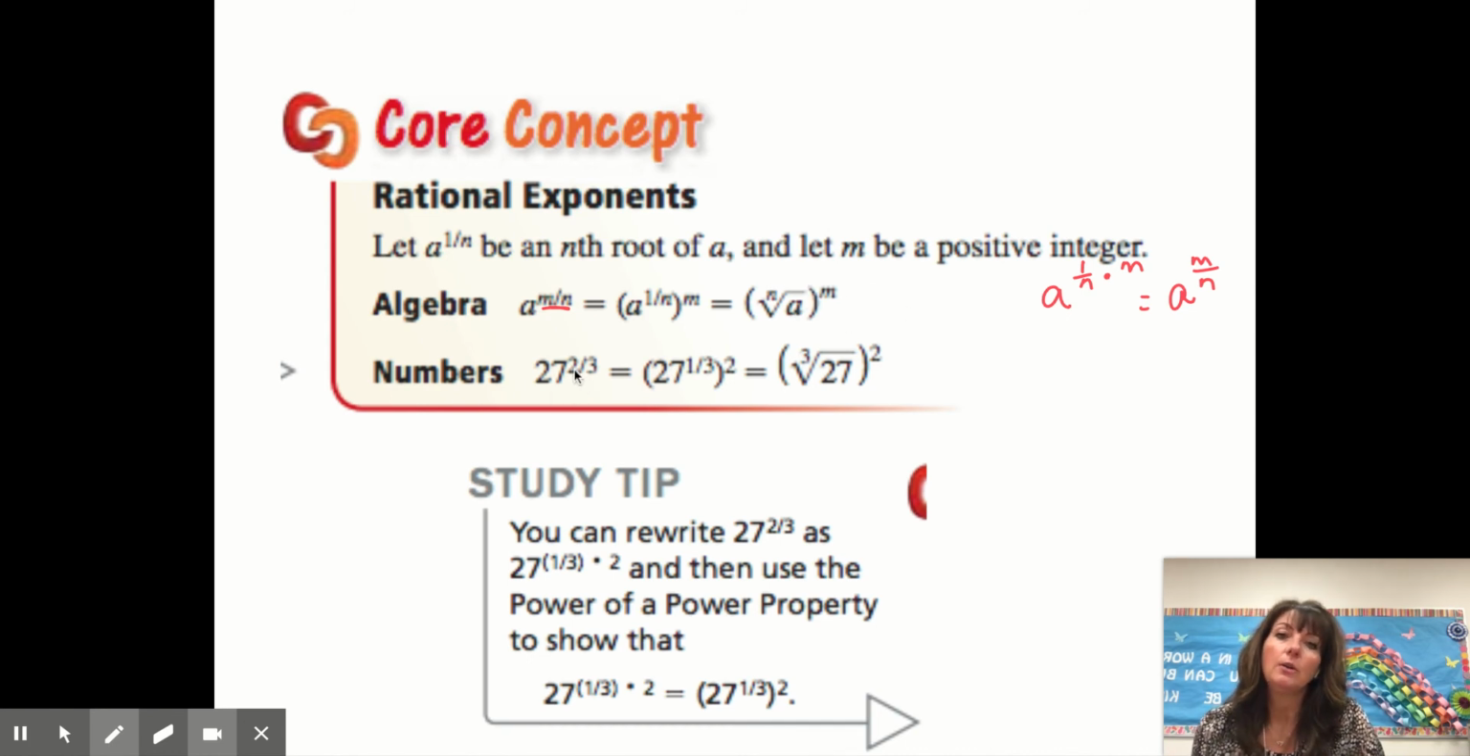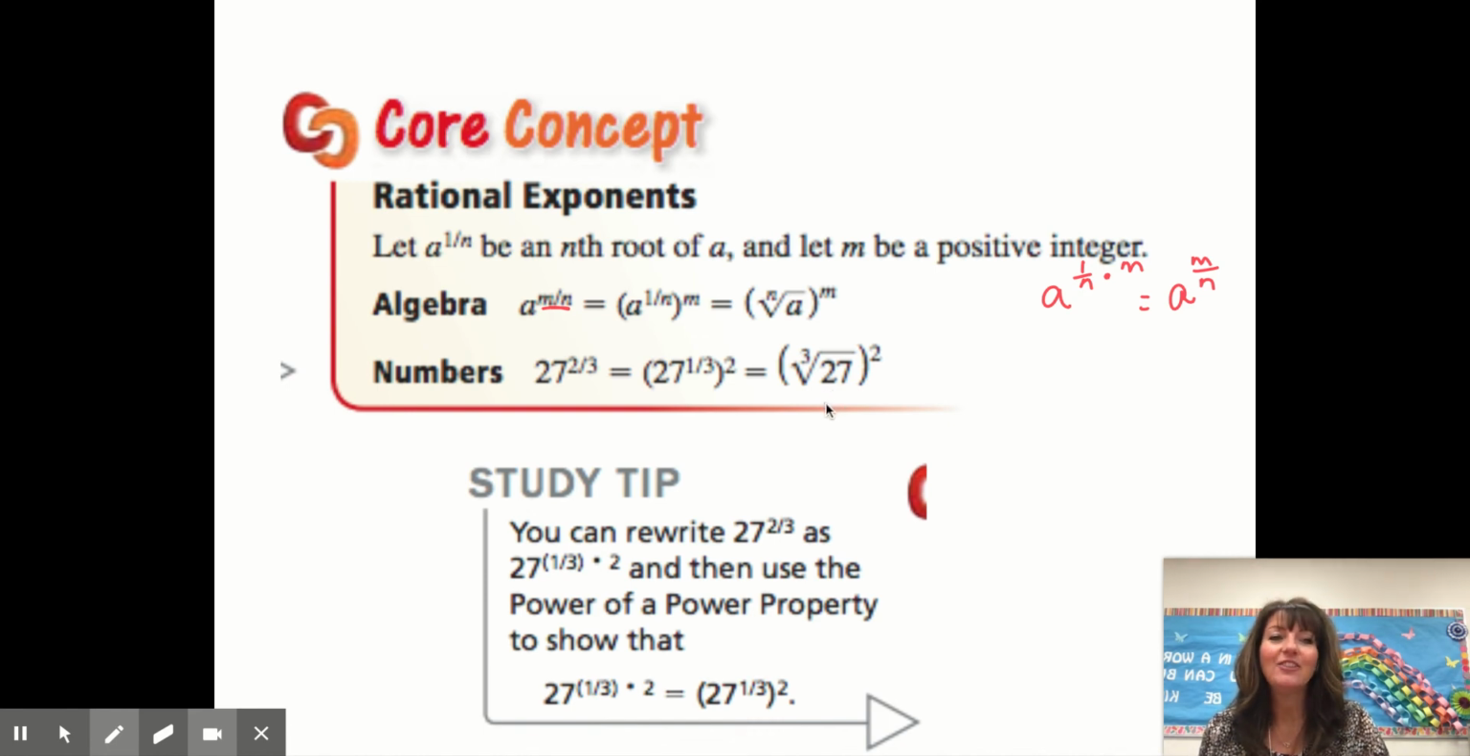Let's look at the numbers. You have 2/3, right? That's like 1/3 times 2. So you take the cube root, because that's what the 1/3 exponent means, the cube root, and you're going to take your answer and you're going to square it. So if we evaluated this, the cube root of 27 is 9, right? We have 9.